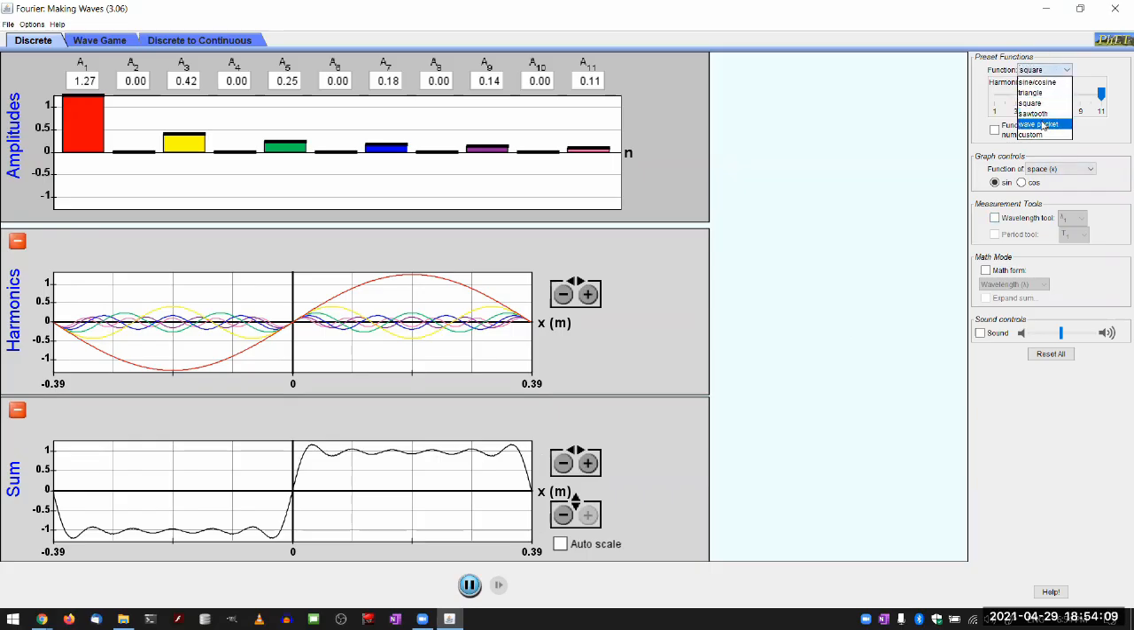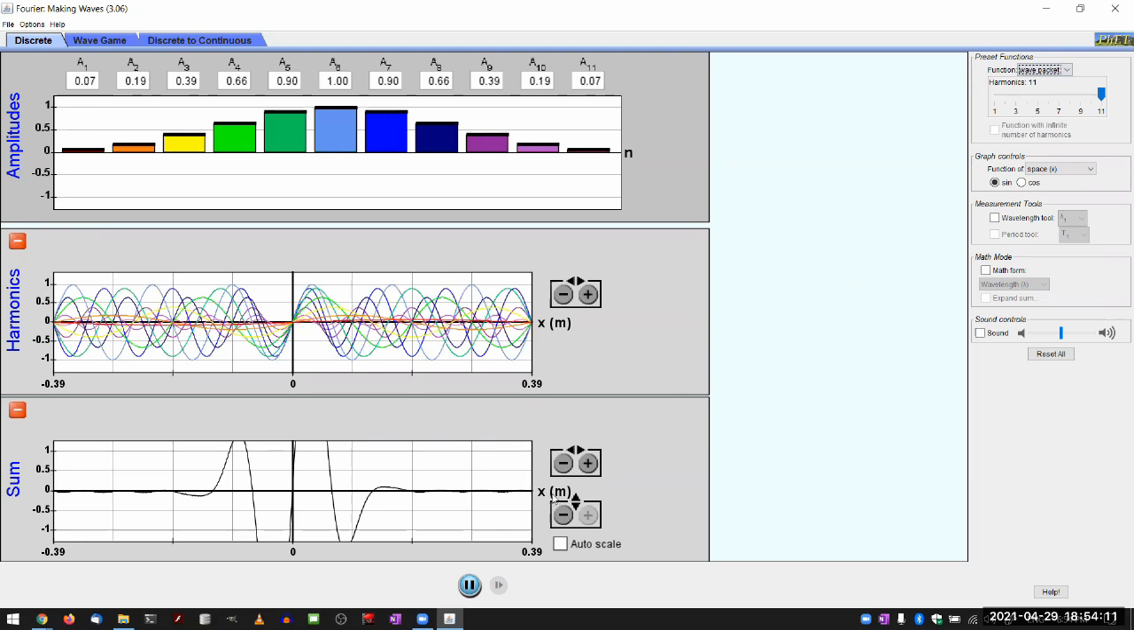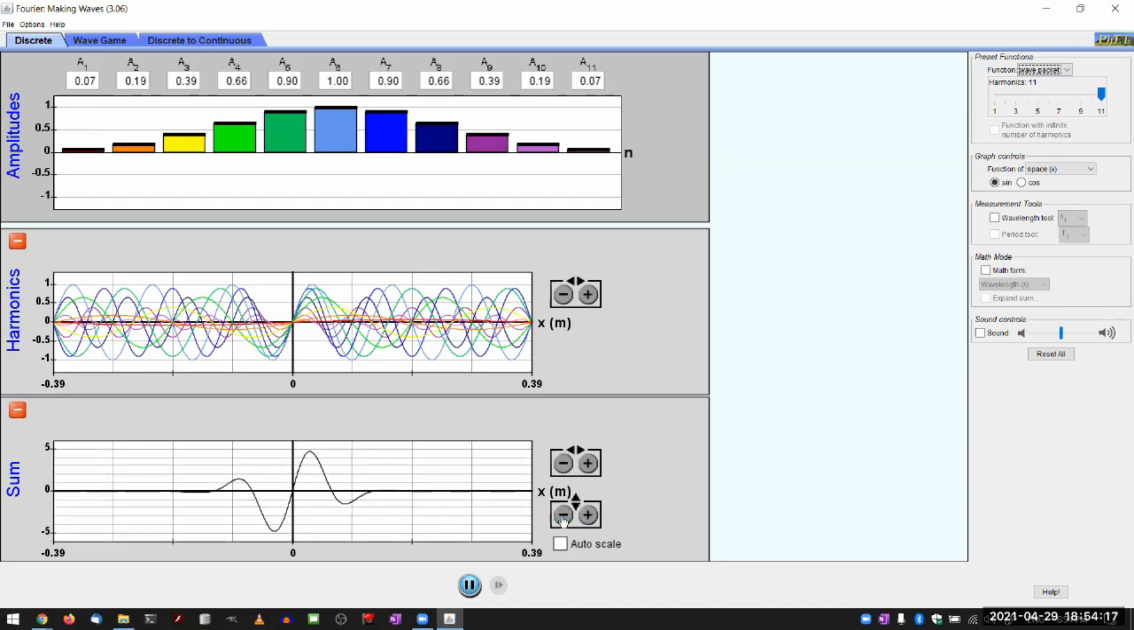Wonder what it says under wave packet. Oh, I think that's the fun one. Well, okay. I don't know how much I like this. I don't like this too much.